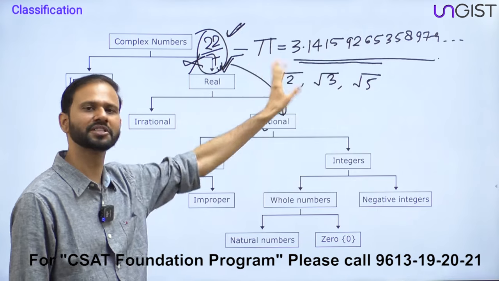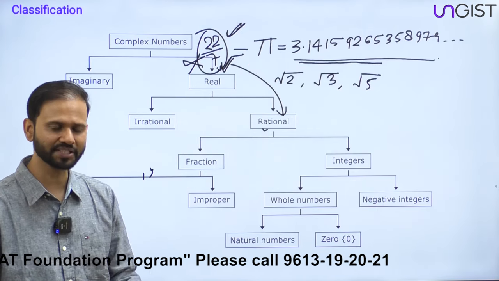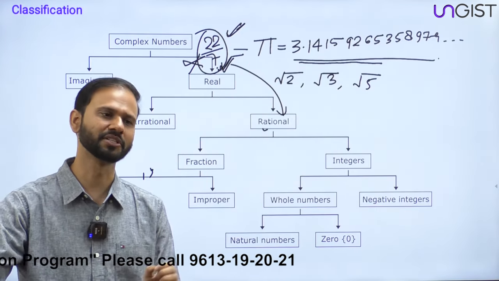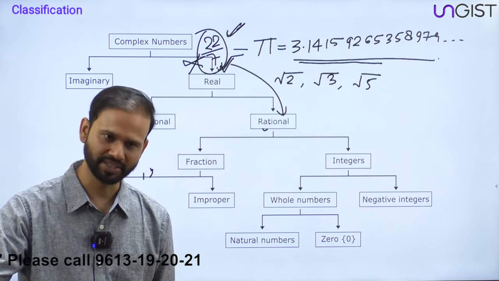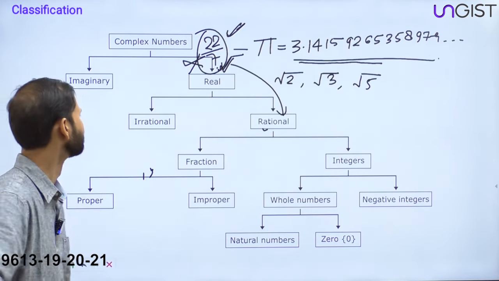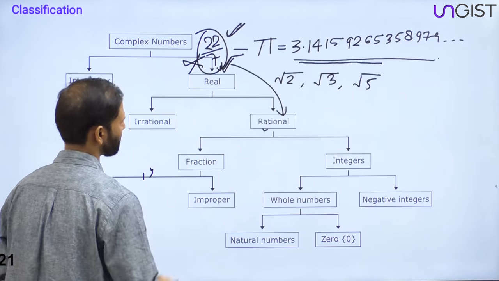so that's why it cannot be expressed in the form of p by q. So irrational numbers are the numbers which cannot be expressed in the form of p by q. Guys, it is fine. Clear? Okay. Now let's move to the other thing.